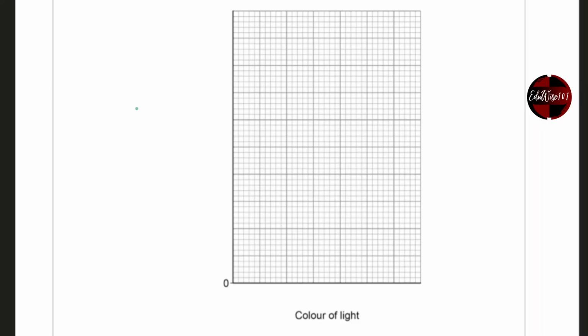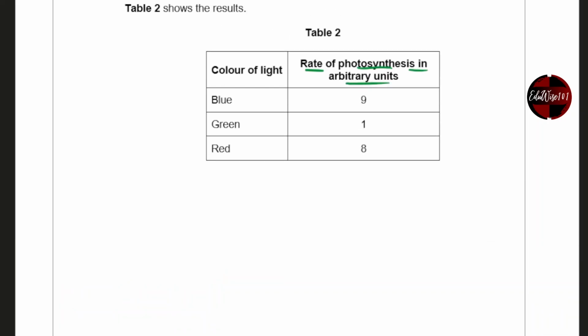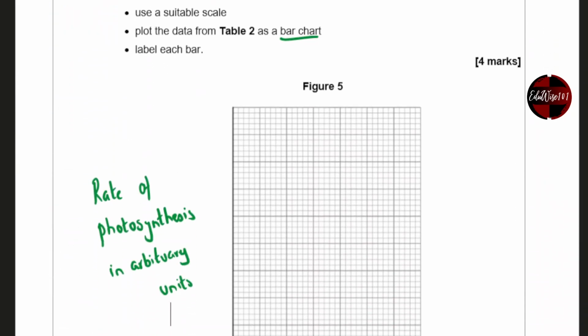So, rate of photosynthesis in arbitrary units. Can you just copy part of it? I would just copy all of it just to make sure. Let me just check the spelling for that. Arbitrary, A-R-B-I-T-A-R-Y, arbitrary units. There you go.